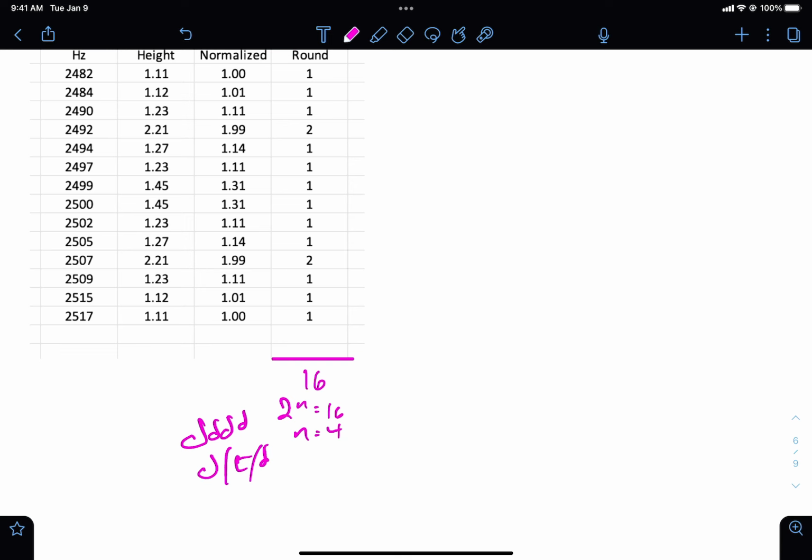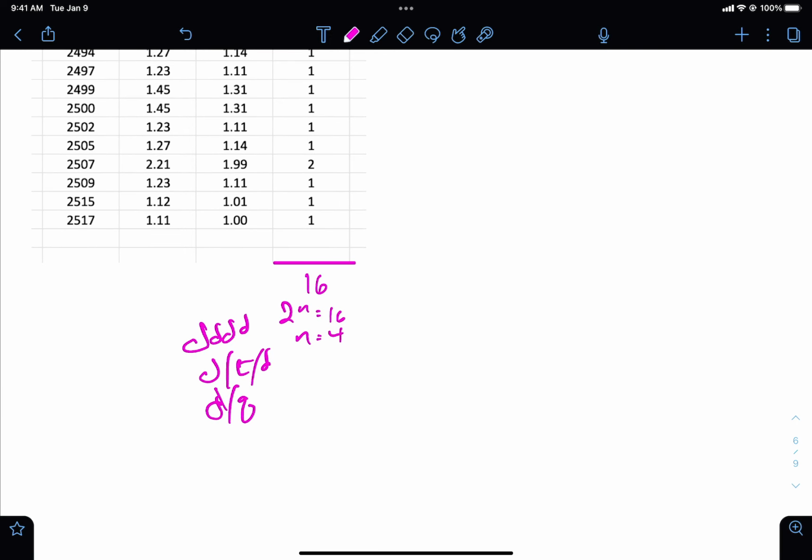We could have a doublet and a quartet. Some combination, either a doublet of quartets or a quartet of doublets. That would be 4. Or we could have a triplet of triplets. And that would be 4.